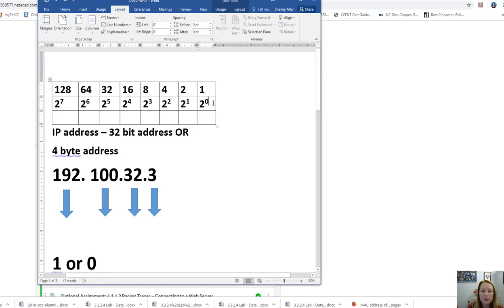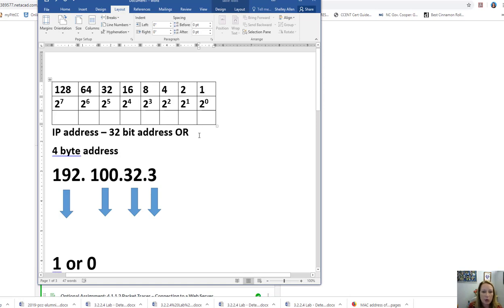Now, the value of 2 to the 0, or 2 to the anything power, would be... I'm sorry, 2 to the 0 would be 1. 2 to the first power equals 2. 2 times 2 equals 4. Times 2 more would be 8. Times 2 more would be 16. Times 2 more would be 32. Times 2 more would be 64. And 2 more would be 128. Now, that is the value for each of these bit positions.